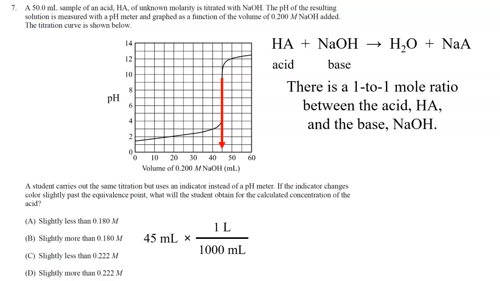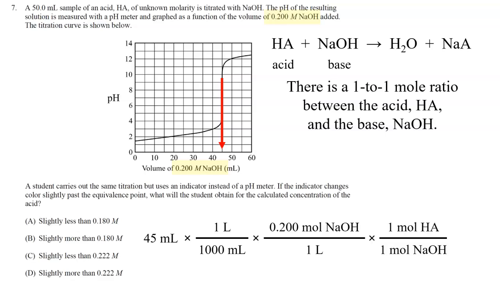We are given both in the description of this sodium hydroxide solution as well as the x-axis label that the concentration of sodium hydroxide is 0.200 moles per liter. So there's 0.200 moles of sodium hydroxide for every 1 liter. And as I mentioned earlier, there's a 1-to-1 mole ratio between the acid HA and the base sodium hydroxide.